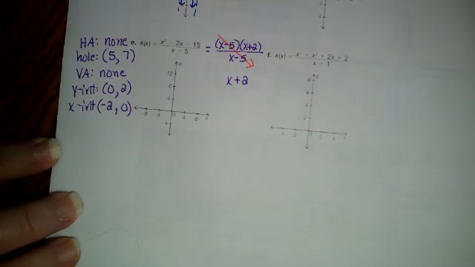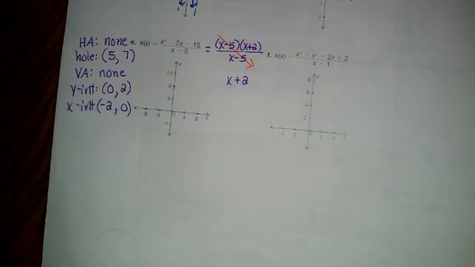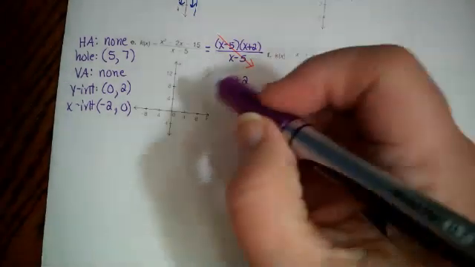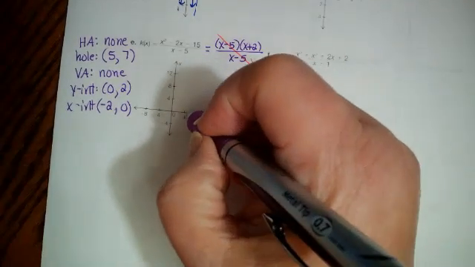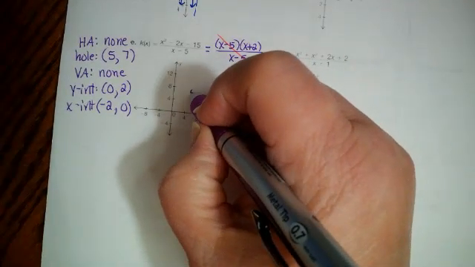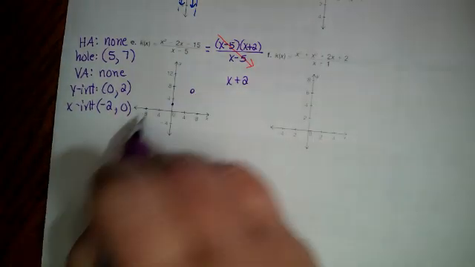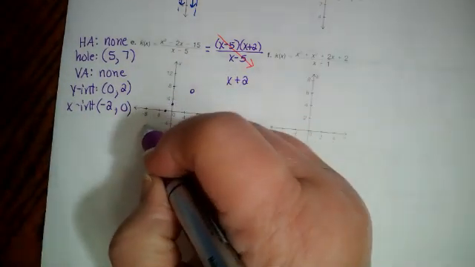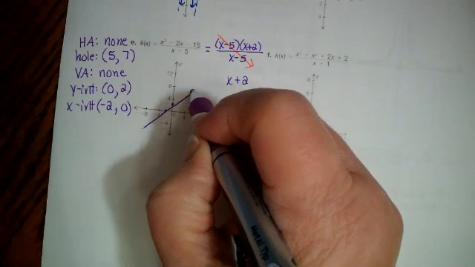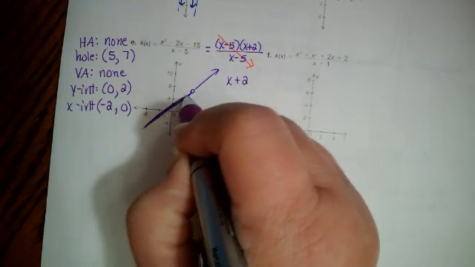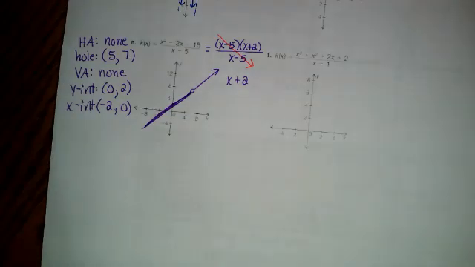So there's a couple of points I can put on my graph. I had no asymptote lines because this is just a linear equation. So there's a hole at 5, 7. So 5, 7, put a hole. 0, 2, negative 2, 0. And it's just a line. It goes through here and skips over the hole. Well, pretend like that's a line. And that's what happens if your denominator cancels out.